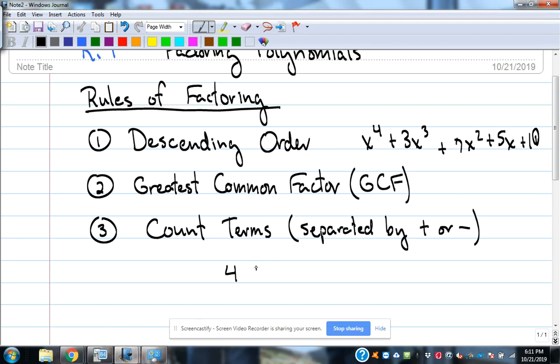If there are 4 terms, we're going to use a method that we call grouping.